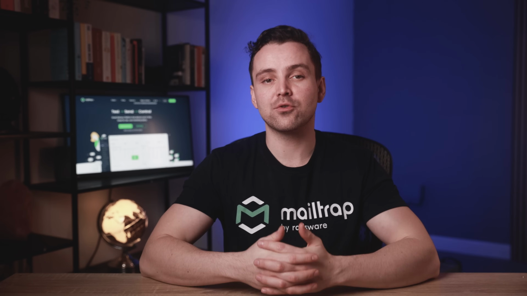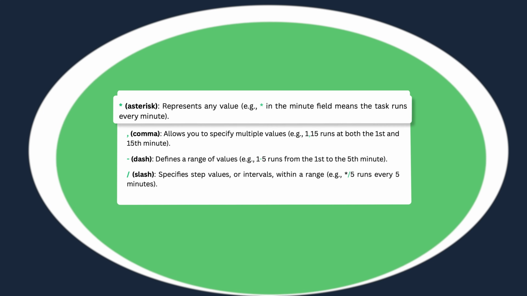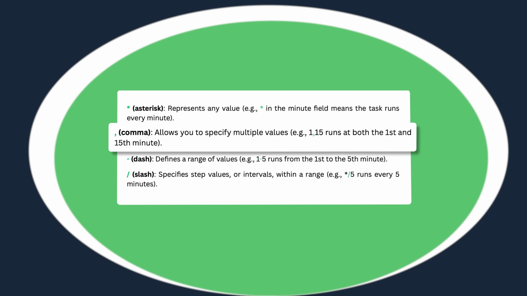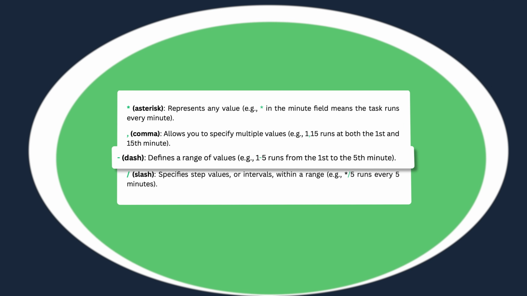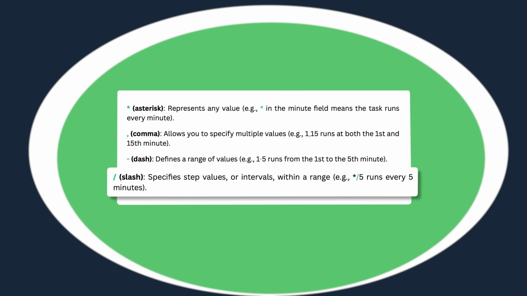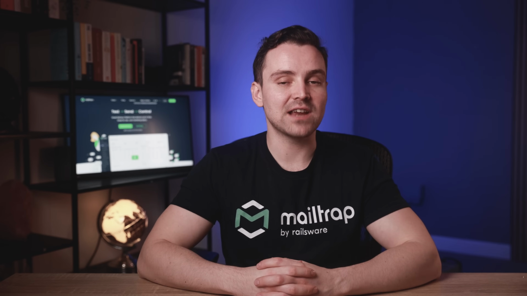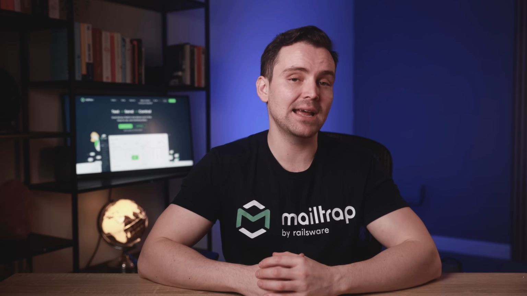So, when working with cron time syntax, there are special characters that make scheduling even more flexible. These characters include asterisk, which represents any value, comma, which allows you to specify multiple values, dash, which defines a range of values, and slash, which specifies step values or intervals within a range. Once you've got the hang of these characters, you'll be able to set up complex, scheduled tasks without listing every value manually. Pretty handy, right?